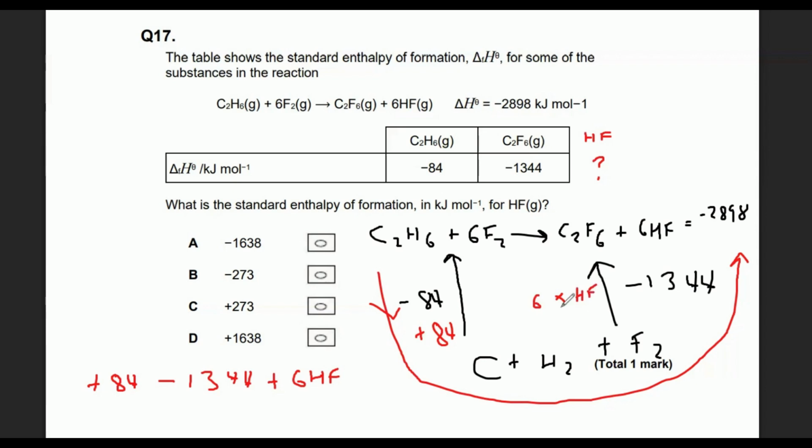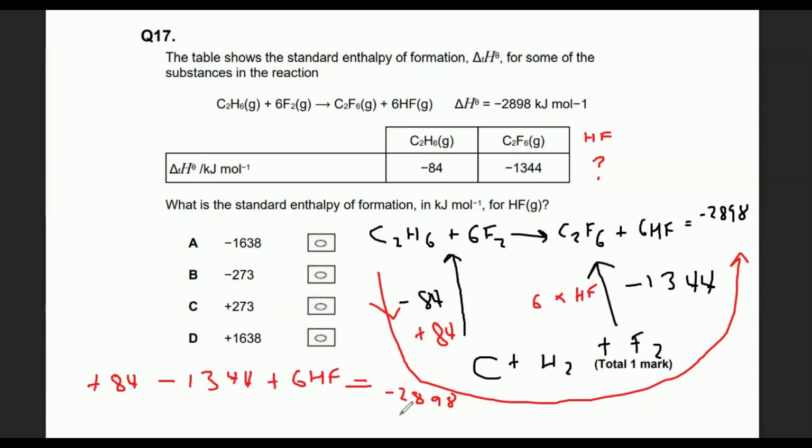HF. So that's why it's also on that side. So minus 344 plus 6HF is equal to minus 2898. I'm running out of room. Right, first things first, let's take away 84 from each side and then plus 1344 to each side to get rid of the numbers and then divide by 6 to find out what HF is.